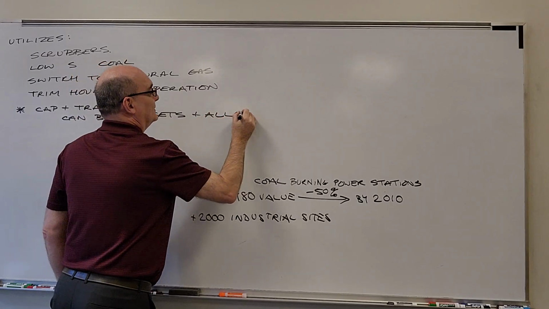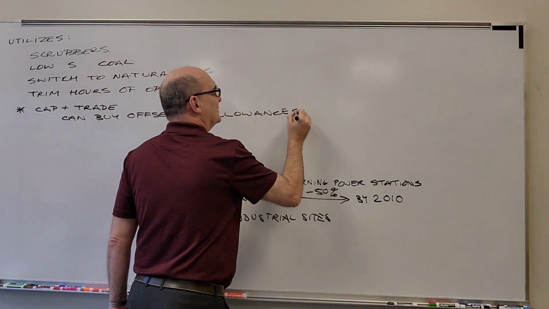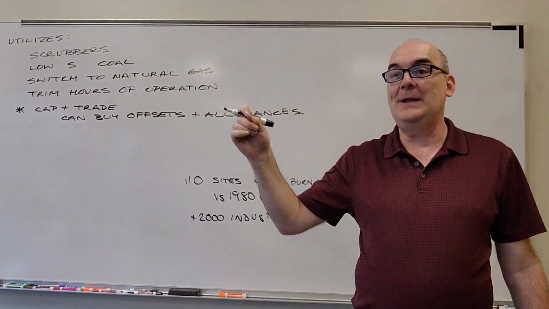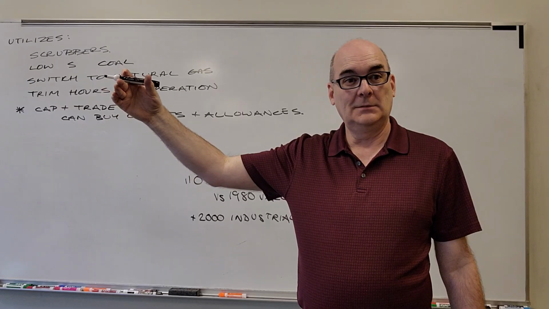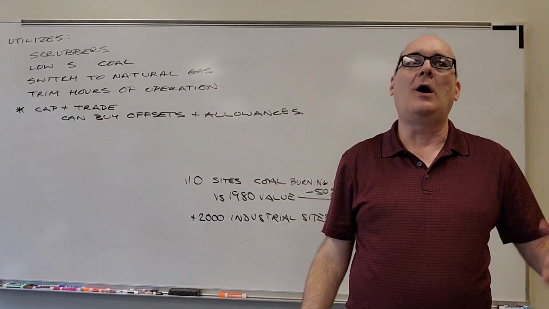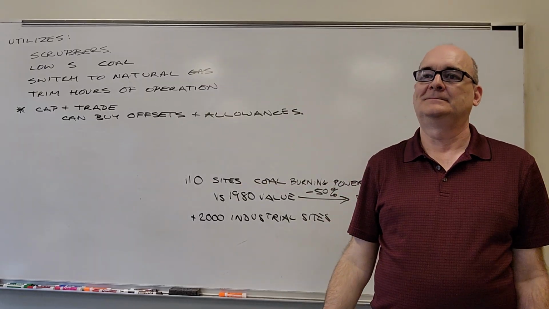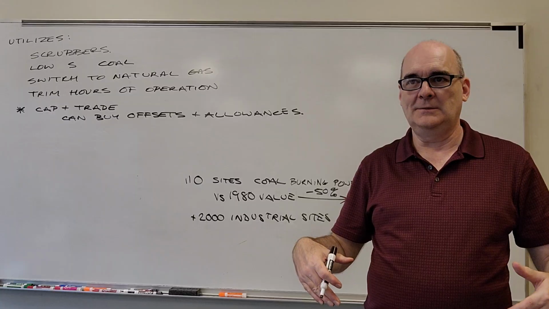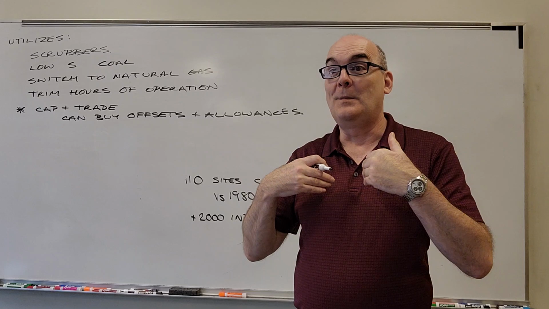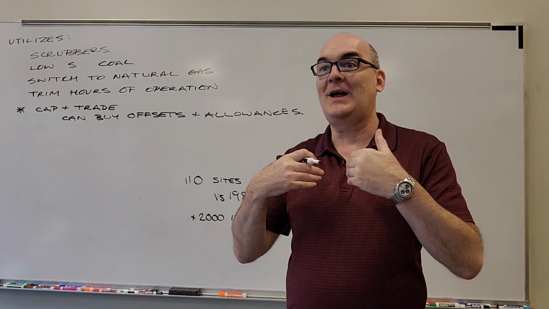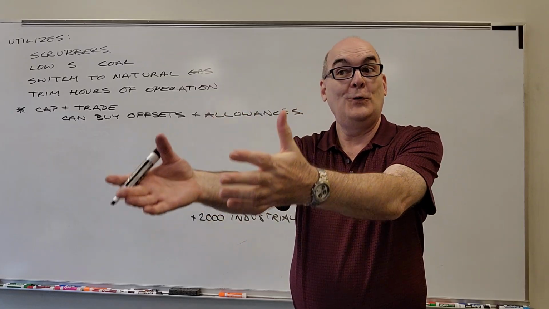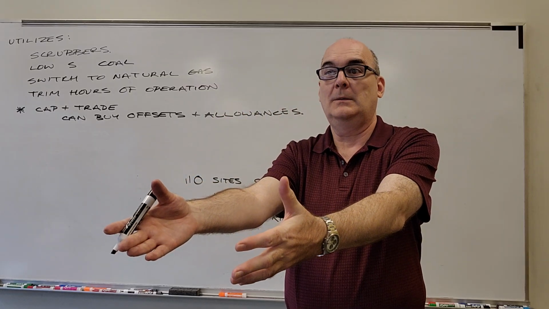And allowances. So if I have two power stations and one of them is so clean, it's not emitting up to its cap, I can use that unused value on my other power station. And if they're both clean and they're both under their cap, I can sell my unused allowance for pollution to you, the owner of the power station in the next town.